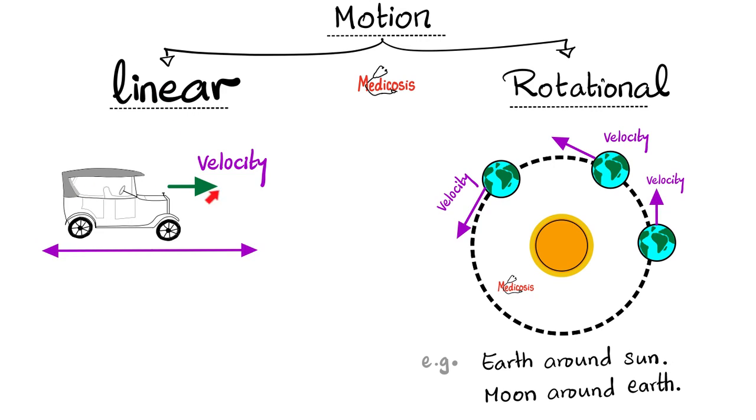Motion could be linear, back and forth, or rotational, turning left, turning right, in a path that looks like a circle or an oval shape.